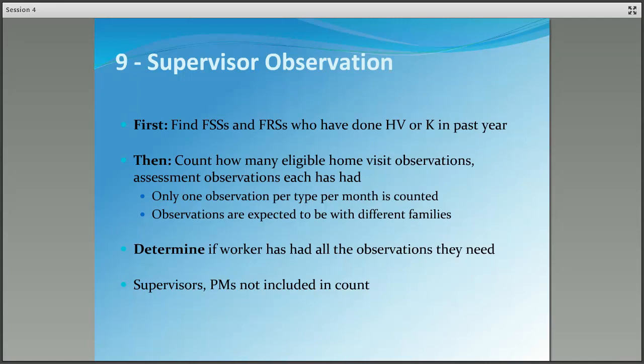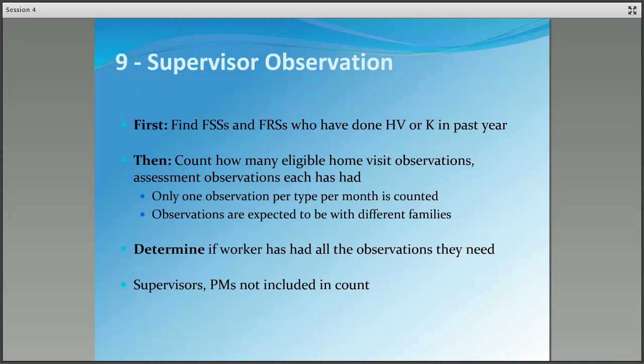Then we count how many eligible observations of each type a worker has had. Note that only 1 observation per type per month is counted. So for example, a worker can't just have 2 home visit observations in the same month and have them both count. Only the first one will count. Observations are also expected to be done with different families, so you're not just observing one dynamic each time.